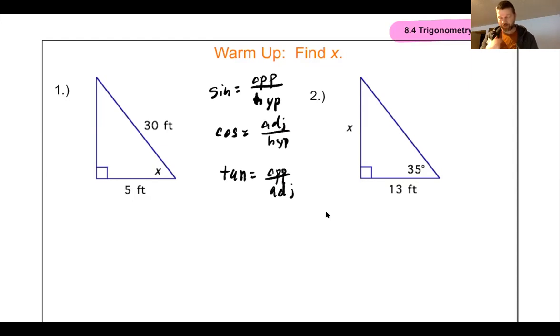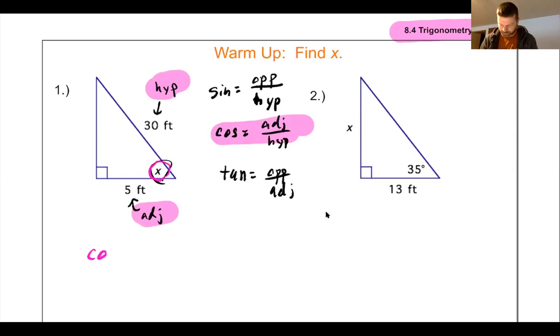So if you wanted to find x, you just need to identify your sides. 5 is next to x, so that's your adjacent side. 30 is the hypotenuse, because that's the side across from the 90, the longest side. That's always your hypotenuse. So if I've got the adjacent side and the hypotenuse, that would require a cosine. So to solve this, I would use a cosine. The cosine of my angle, x, would be the adjacent side, 5, over the hypotenuse, which is 30.